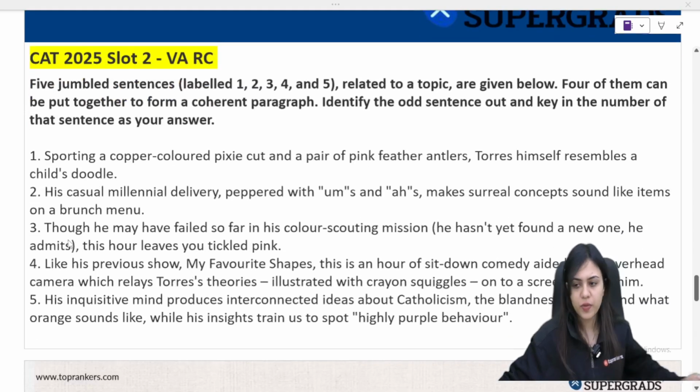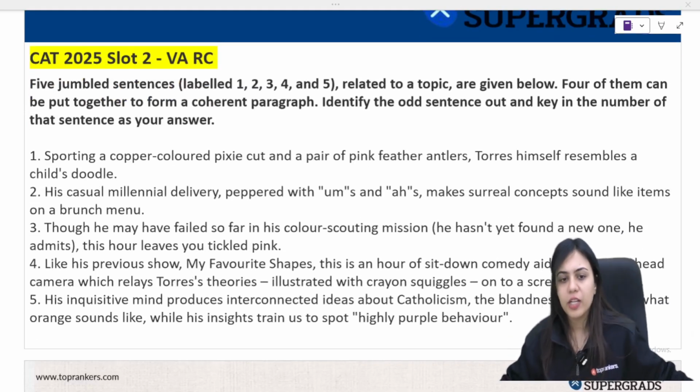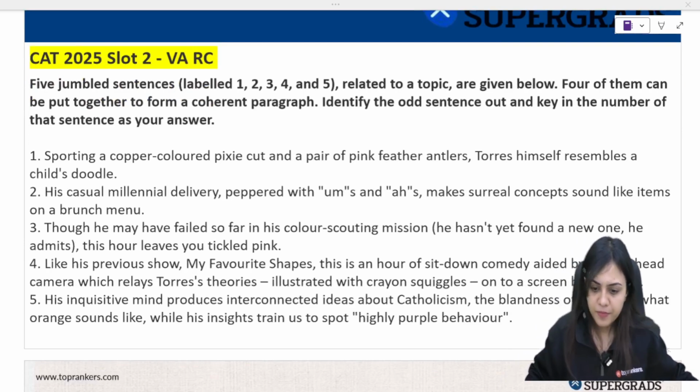Let's move to the next one. This has been taken from slot 2, CAT 2025, as you can see, right? Go ahead.